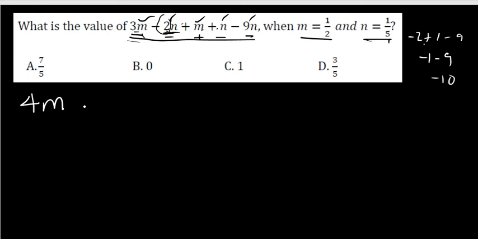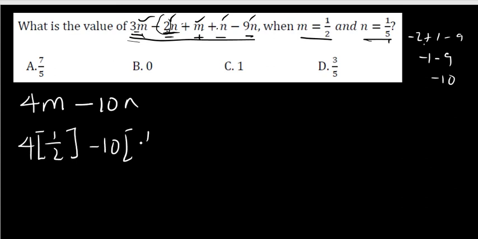So anyways, what is left now? Negative 10 and we have... Now we can substitute 4 times m. What is m? It's 1 over 2, given. Minus 10 again. What's n? 1 over 5, still given. Then by 2, this will be 2. Minus by 5, this will be 5. So by 5, this is going to be 2.